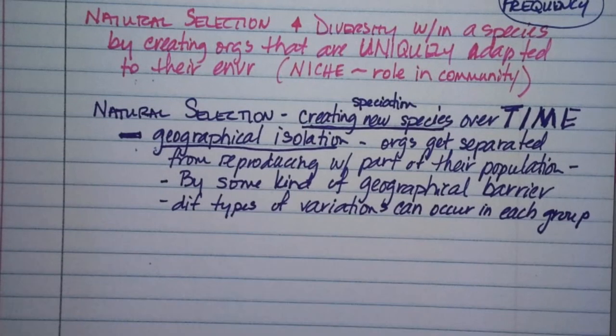I don't know why the lion is called the king of the jungle, because he doesn't live in the jungle, does he? I don't know. You throw a lion in the jungle and the tiger's going to kill him. So, but anyway, you have that geographical isolation.